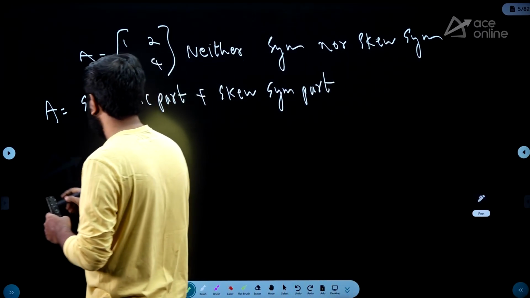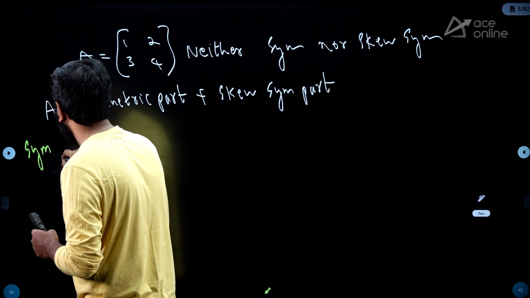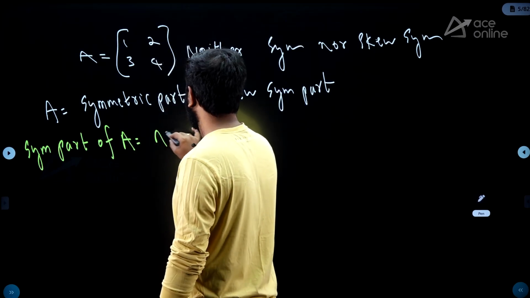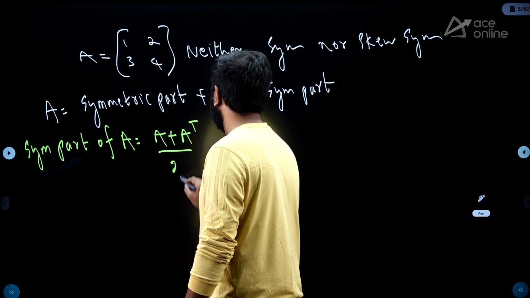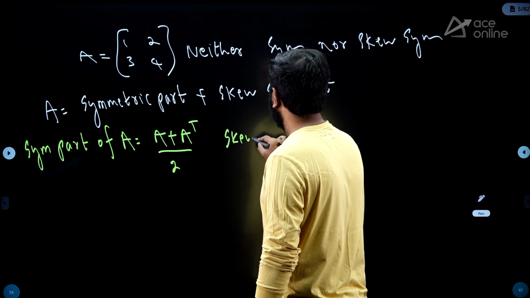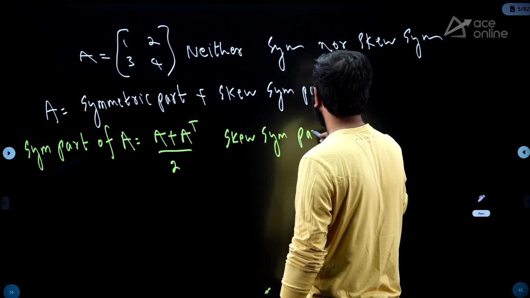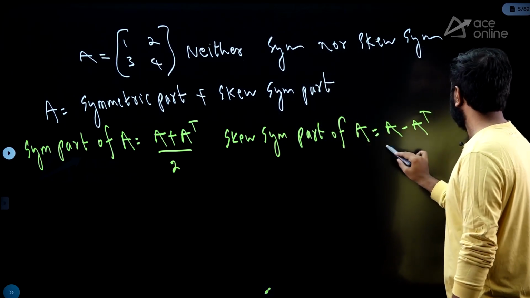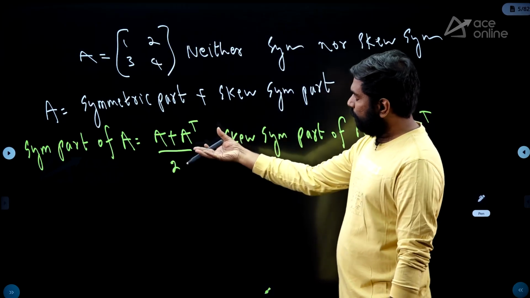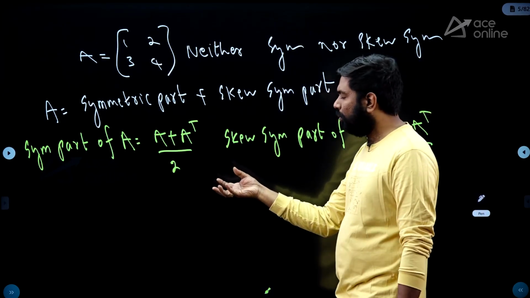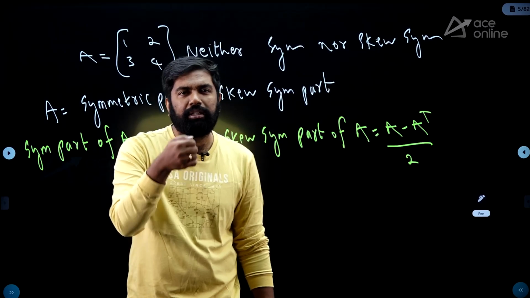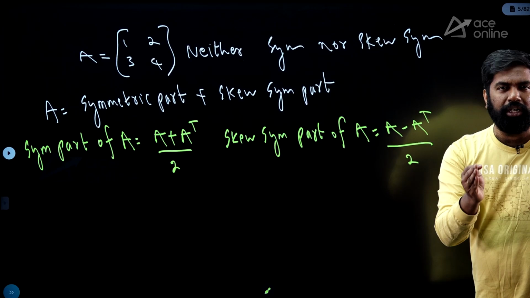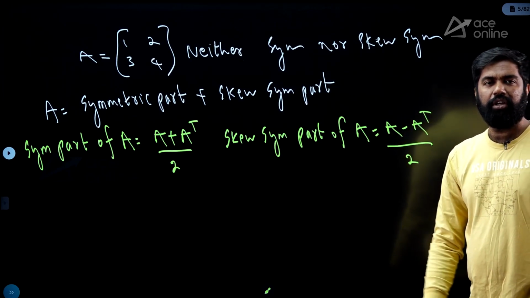Try to recollect: what is the symmetric part of A? The expression is A plus A transpose by 2. What is the skew-symmetric part of A? It is A minus A transpose by 2. Whatever new matrix you get for the symmetric part will definitely be symmetric in nature, and the skew-symmetric part will definitely be a skew-symmetric matrix. So that's how you can verify your answer.